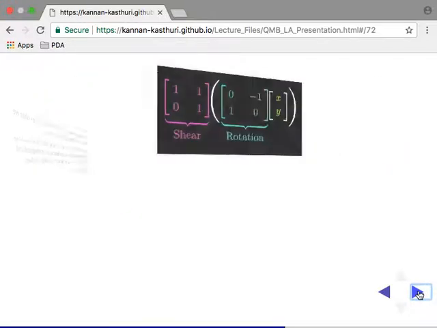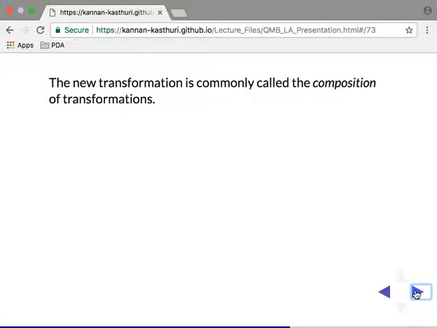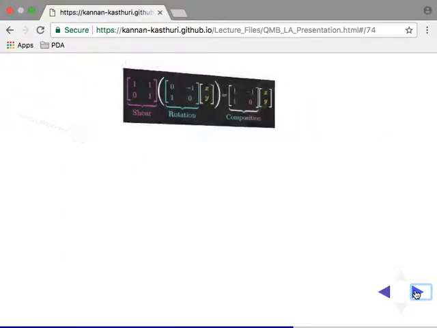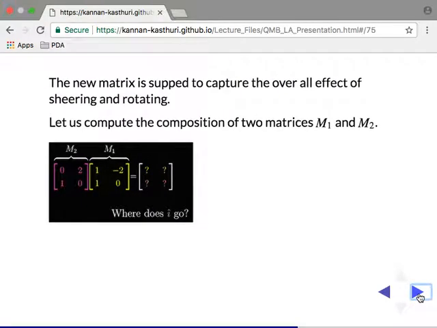And so these two transformations can be applied in a sequential way. Shearing plus rotation, the new transformation that happens is called a composition of transformations. It's just like composition of functions. You have two functions, you can compose one with the other. One goes from here to there and then. So it's the composition of transformations. You have the shearing and rotation, and what you have is the composition function. So this composition is technically known as matrix multiplication.